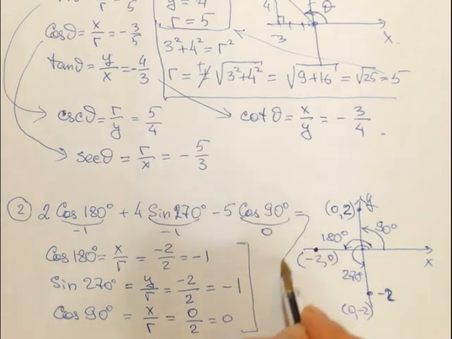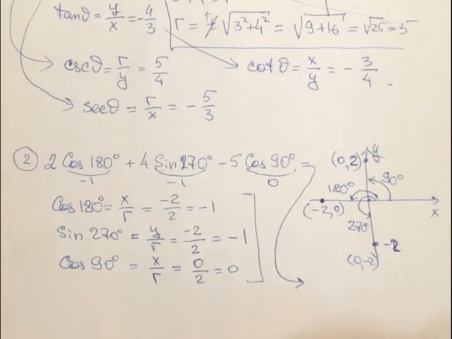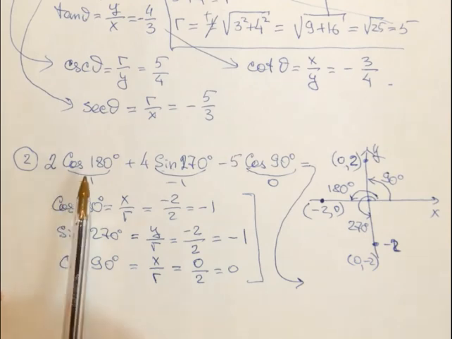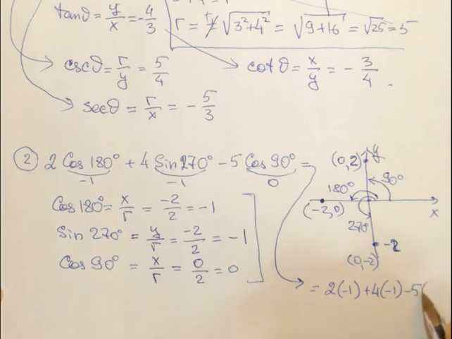So let us continue here. 2 times negative 1 plus 4 times negative 1 minus 5 times 0 equals negative 2 minus 4 minus 0 equals negative 6.